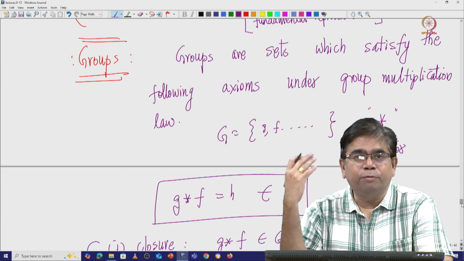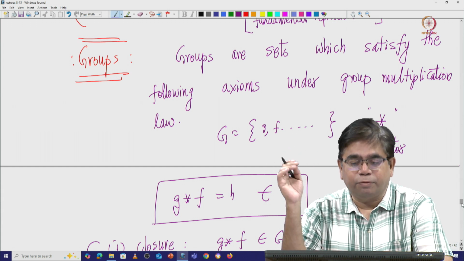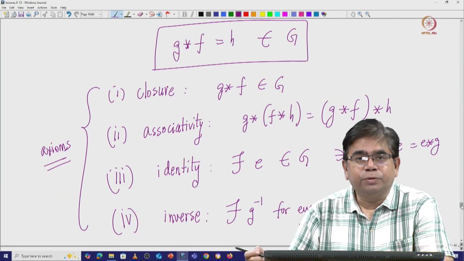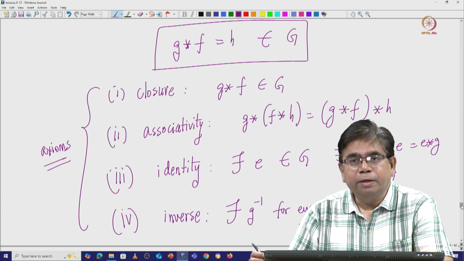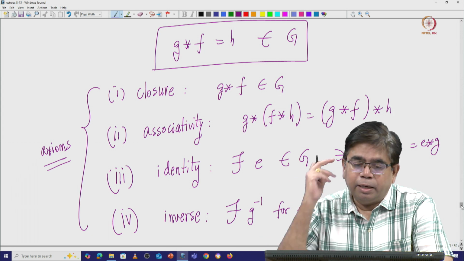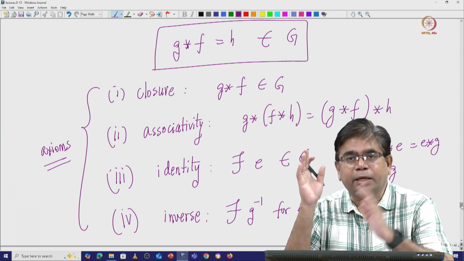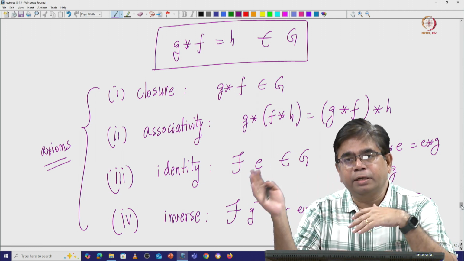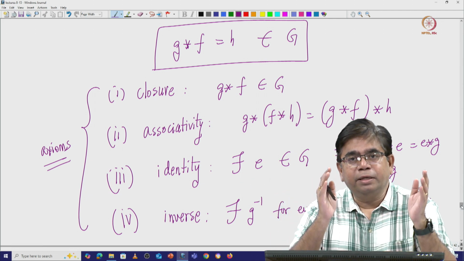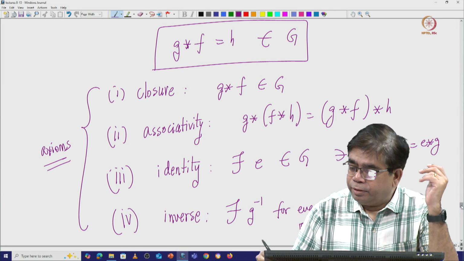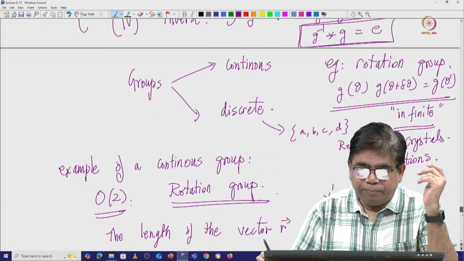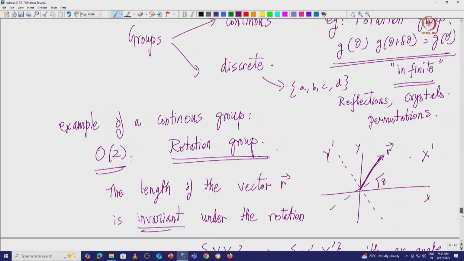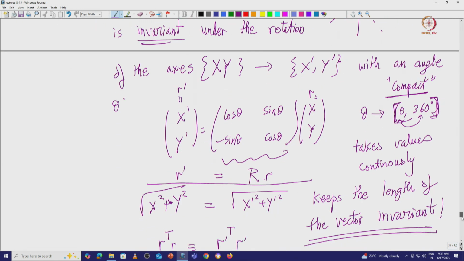So then we looked at groups. Generally groups are sets which satisfy the axioms of closure, associativity, identity and inverse. Now this is a collection of objects. Groups can be either discrete or continuous, and what we are interested in is continuous groups, of the type which can be slowly modified from unity.